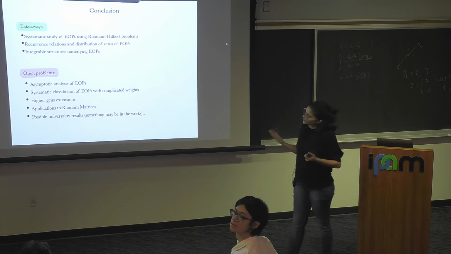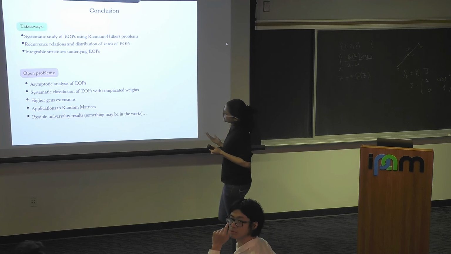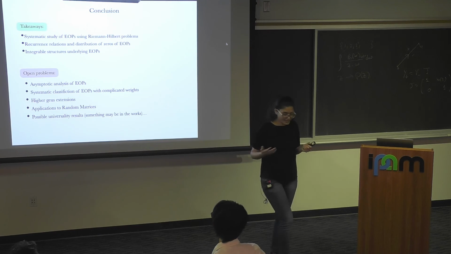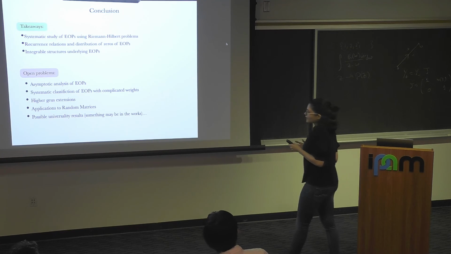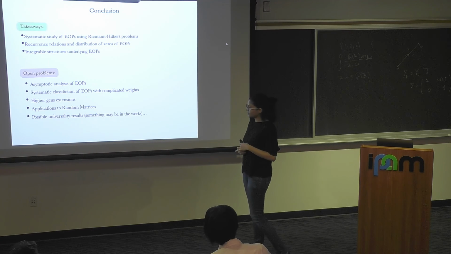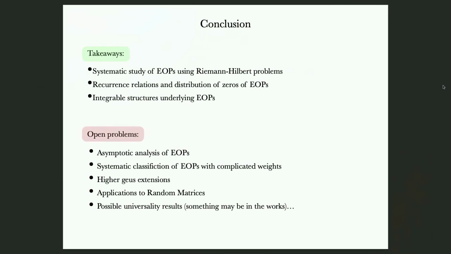The next thing is application to random matrices. Are there ensembles of these polynomials, and how do we understand it? What does it mean? We can also get some possible universality results. It's just a teaser. Something might be in the works. I don't want to talk too much about it. But it's not too hard to expect what I'm going to be talking about here.